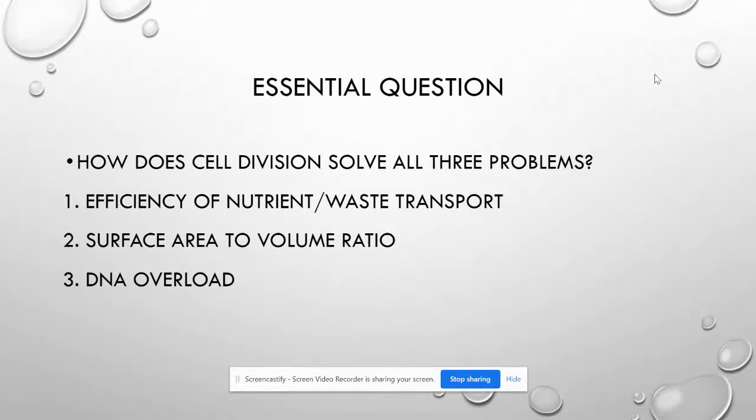So there you have it. How does cell division solve all three problems? Basically, by keeping cells small, we keep the efficiency of nutrient import and waste export by keeping a large surface area to volume ratio. That means there's plenty of membrane to a small volume, so things can go in and out of the cell and find their destination. And we keep the DNA happy by not overloading it with protein requests.